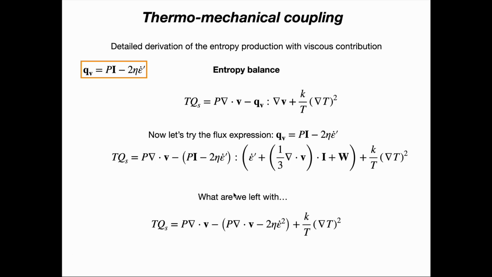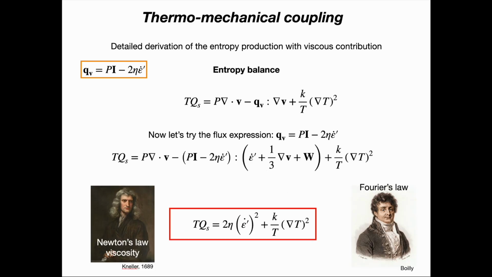So what we are left with is P divergence V minus P divergence V plus 2 eta times epsilon dot prime squared plus this additional Fourier term. So we can simplify the equation. These terms will cancel out and we will be left with TQS is 2 eta times deviatoric strain rate to the power 2 plus K over T gradient T squared.